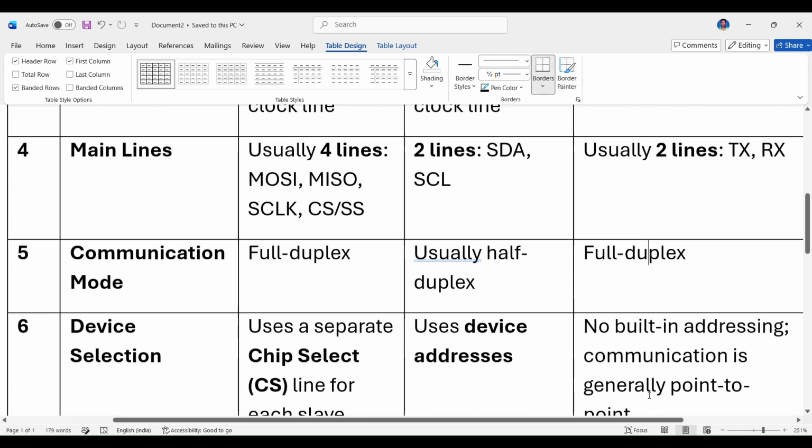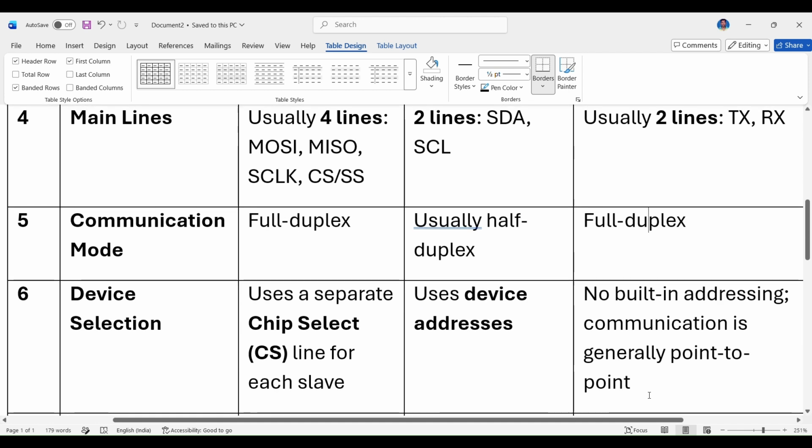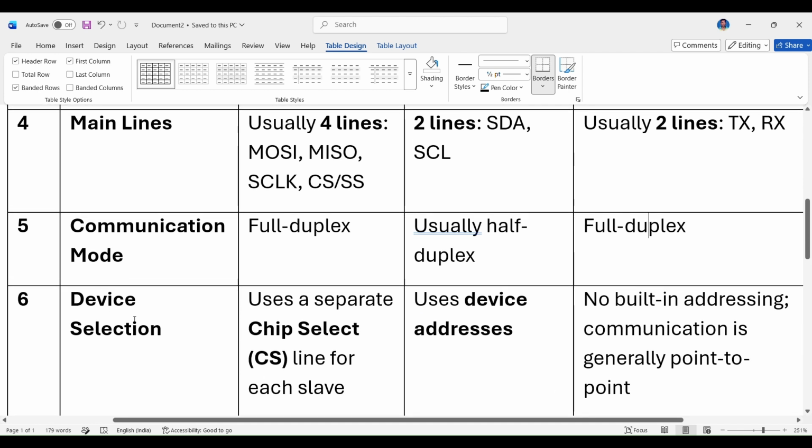And device selection means, if you want to add any other device, if you want to add any slaves, what is the process? In SPI we use a separate chip select line for each slave.